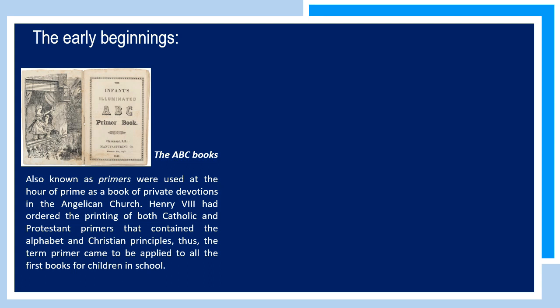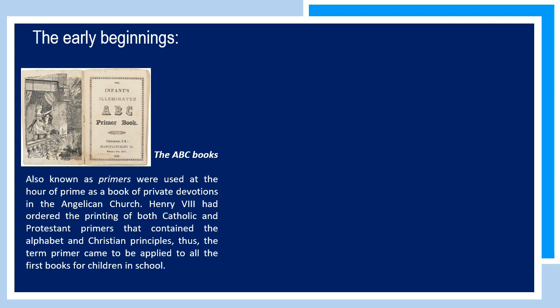So why is it called primer? Because, again, what I mentioned a while ago, it's a book of instruction, right? A guide. That's the right term. So Henry VIII had ordered the printing of both Catholic and Protestant primers that contained the alphabet and Christian principles. Thus, the term primer came to be applied to all the first books for children in school. So this is actually the first term for the first books of children used in school.